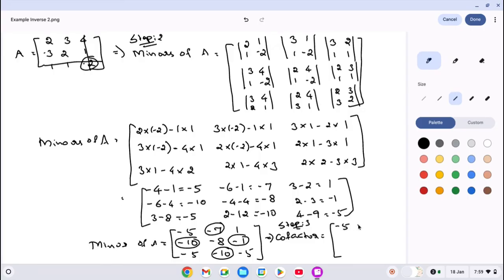So minus into minus becomes plus 7. Here minus into minus becomes plus 10. Here you write as it is. Minus into minus becomes plus 1. Minus 5 as it is. And minus into minus becomes plus 10. And minus 5 as it is. So here we have found the cofactor.